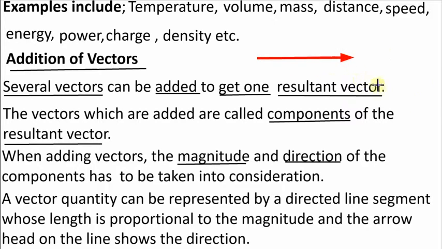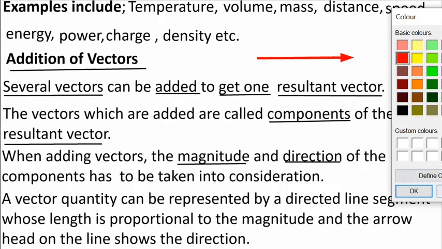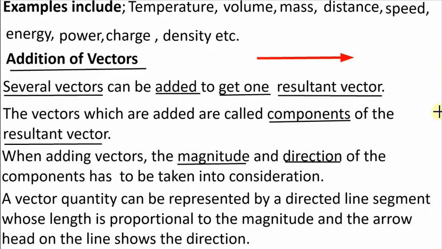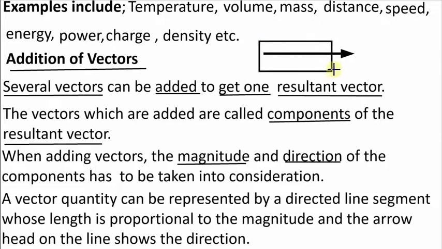Let me change this into a different color. I'll use black, because I'm already using another color here. So you can represent it by an arrow, which is a line segment with an arrowhead. From here, this is what we are calling the line segment.